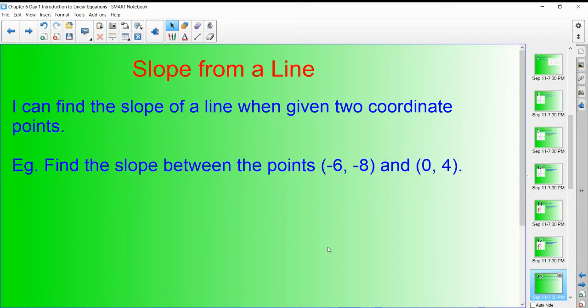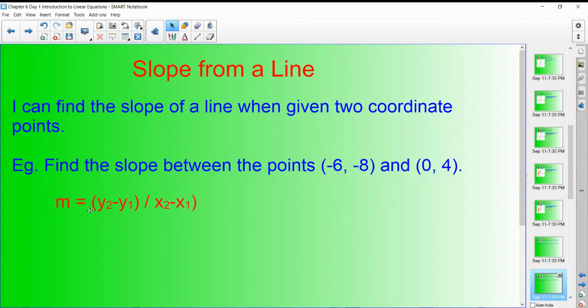Now, let's say I didn't give you a graph. Let's say I just gave you 2 points. We can find the slope between them as well. Now, if you want to, you're always welcome to take out your graph paper, put the points on a graph and use the same method we just learned. Or we're going to see that we can do the same idea, we just don't have a graph.